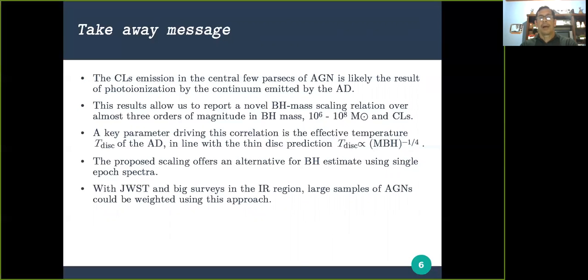This result allows us to report a novel black hole mass scaling relation over almost 3 orders of magnitude in black hole mass, from 10^6 to 10^8 solar masses, and the strength of the coronal lines. The temperature of the accretion disk is the key parameter driving this correlation, and it offers an alternative for weighing black hole masses.